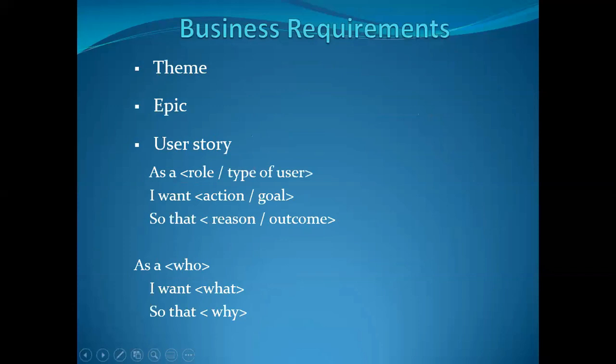For the business requirements, you have the theme and you have the epic. The epic is more or less like a big user story that you can break down into two or more user stories. It's a big user story, but it can be broken down. And how do you write your user story? As a BA, you should know how to write a user story, but it's very simple.